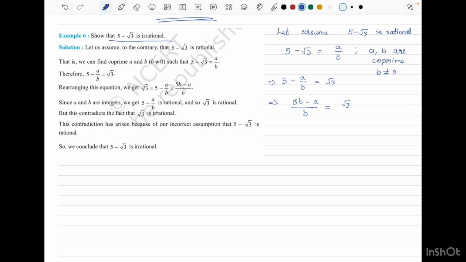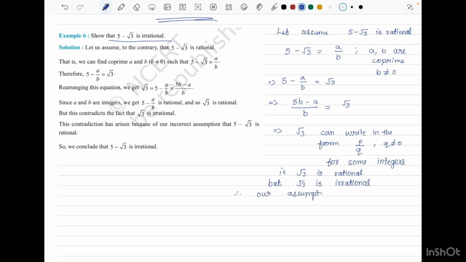From this we can see that root 3 can be written in p by q form, where p and q are integers. So this contradicts the fact that root 3 is irrational. We have already proved that root 3 is irrational, which cannot be written in the form of p by q, where q not equal to 0, for some integers. We assumed wrongly that 5 minus root 3 is rational. Therefore, 5 minus root 3 is irrational.